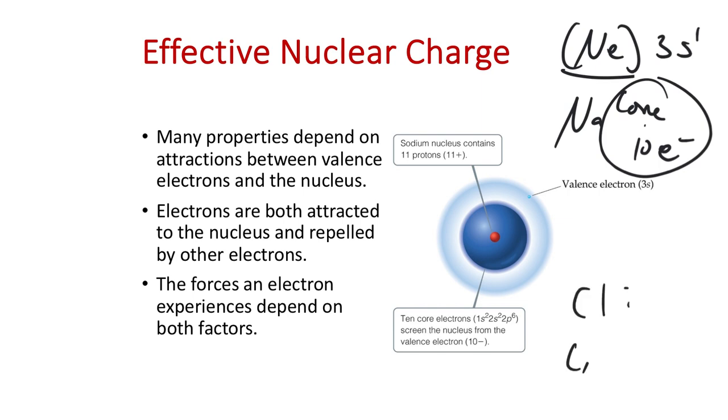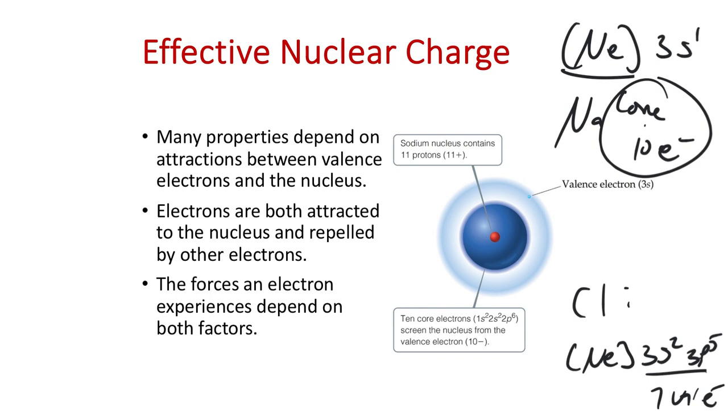Chlorine would be the same neon core followed by a 3s2, 3p5, so we'd have 7 valence electrons. But we'd have that same core of 10 electrons. So the thing that elements have in common from left to right is they have the same number of core electrons, the inner electrons are the same. And it turns out that as you go from left to right, a lot more nuclear charge is going to leak out from the center of the atom to the outer valence electrons, because the nuclear charge is increasing.